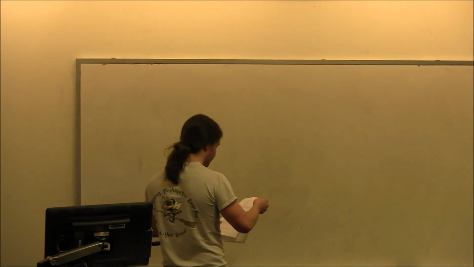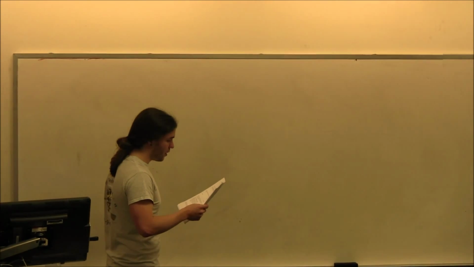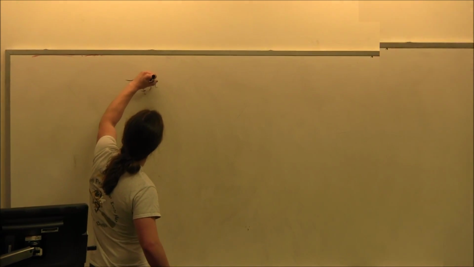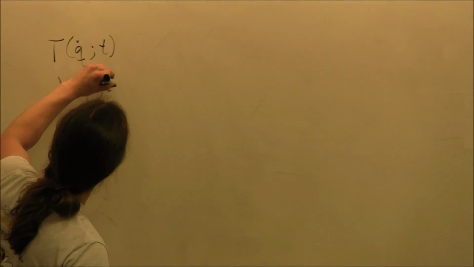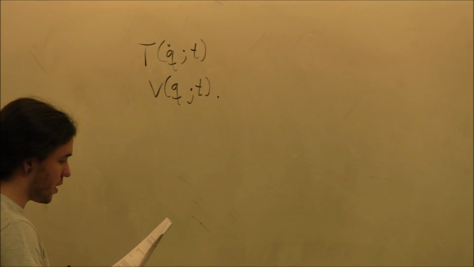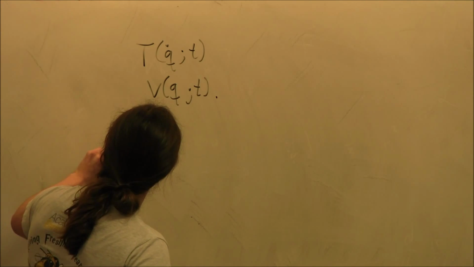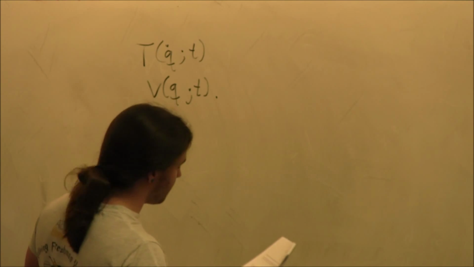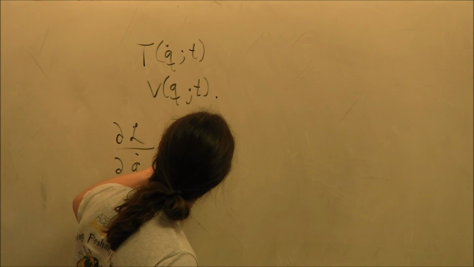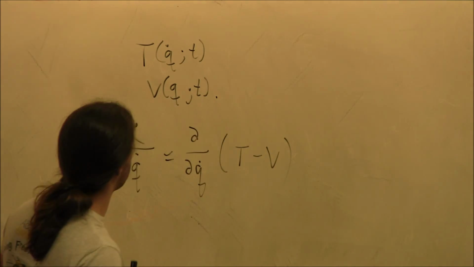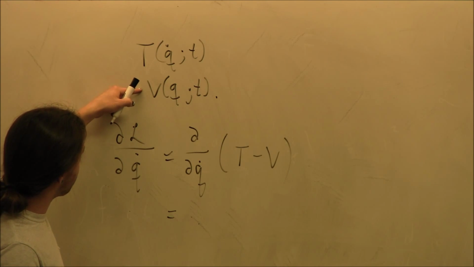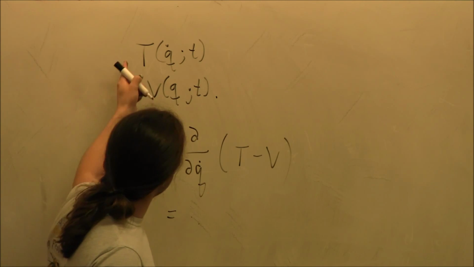So let's say we have, again, like before, that kinetic energy is a function of the velocities in time, and the potential energy is a function only of the positions in time. Then if we were to take the partial of the Lagrangian with respect to the velocity, we would get, just inserting the definition of the Lagrangian here, and since the potential is not explicitly dependent on velocity, it dies, but the kinetic energy stays.